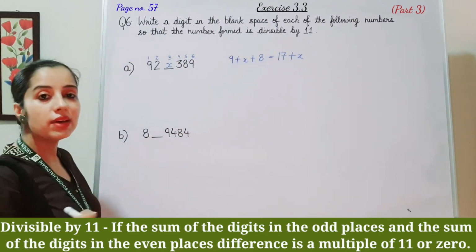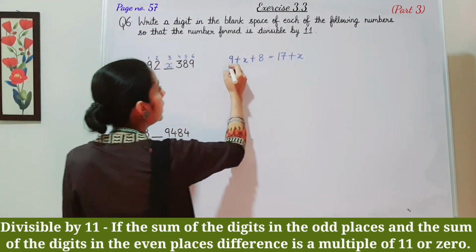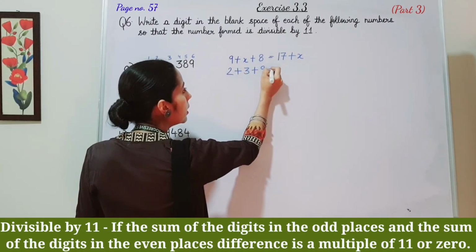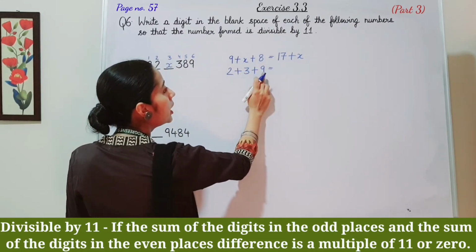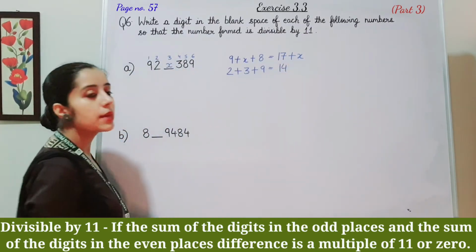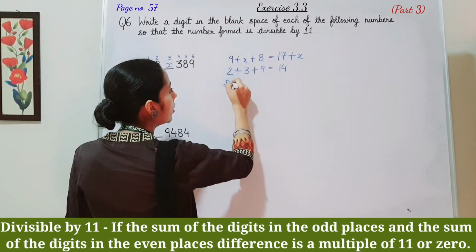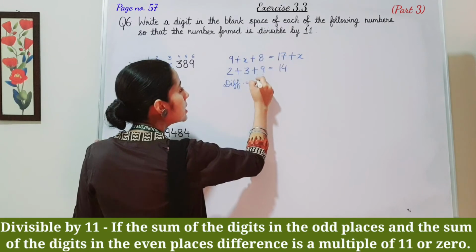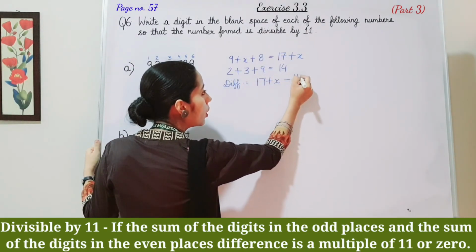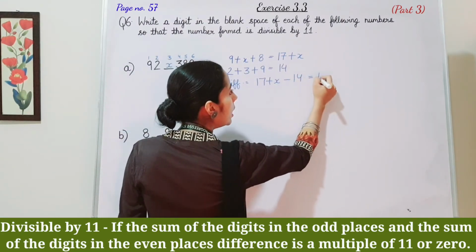Now sum of even places. Even places will be 2 plus 3 plus 9. 9 plus 3, 12. 12 plus 2, 14. So now the next step is to find the difference. Difference: 17 plus x minus 14 is equal to 11. Why am I writing 11 here? Because we have to make it divisible by 11.